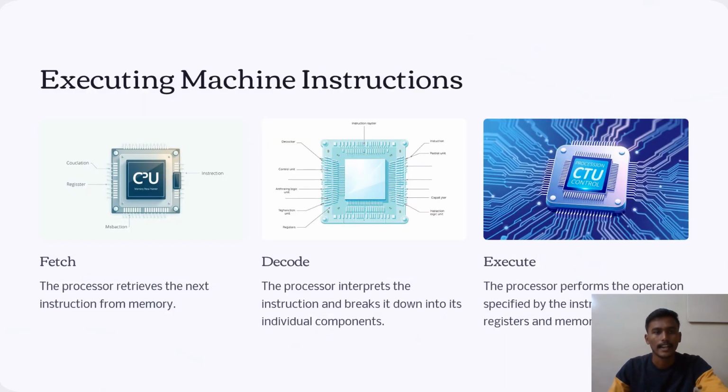Decode and execute. Executing machine instructions. Fetch, decode, execute. Fetch. The processor retrieves the next instruction from memory. In the CPU, there are parts such as registers. Decode. The processor interprets the instruction and breaks it down into its individual components. Execute. The control unit: the processor performs the operation specified by the instruction, using registers and memory.